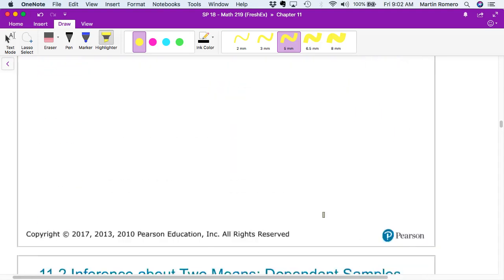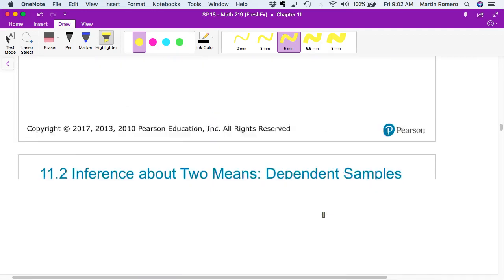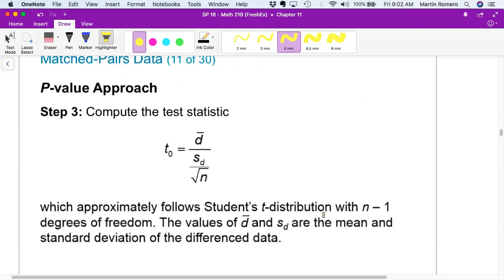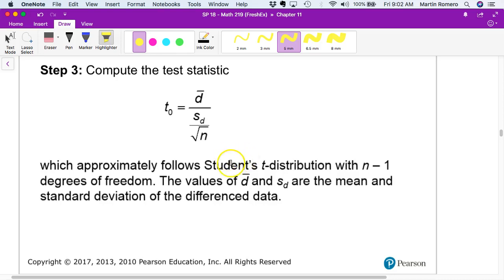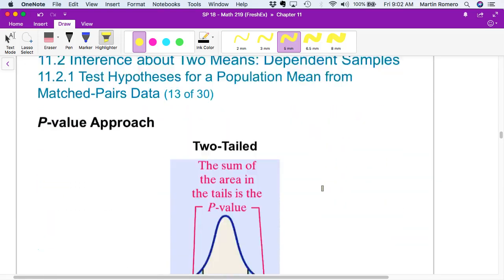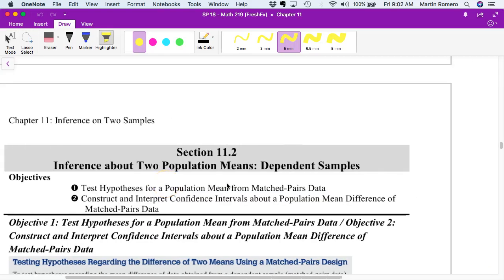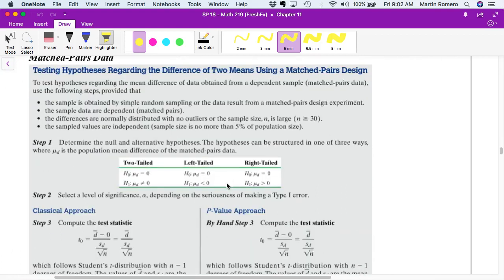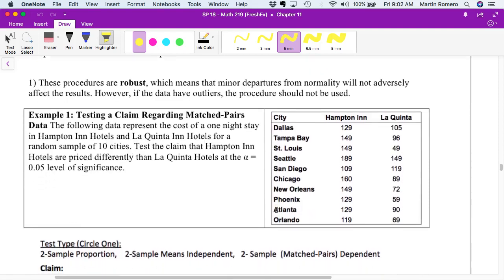Of course, step 2, select the level of significance. Step 3, you compute a test statistic or use the p-value approach. We don't do this by hand; we use StatCrunch to do that. Since it's a mean, we will be using degrees of freedom again, so n-1 will be used. Then we check to see if the p-value is less than alpha, and if so we go ahead and reject the null hypothesis. So all the steps are here, just like before. We're going to go ahead and get started.